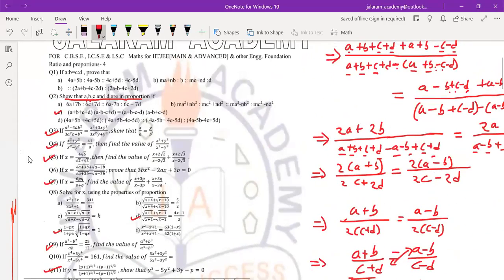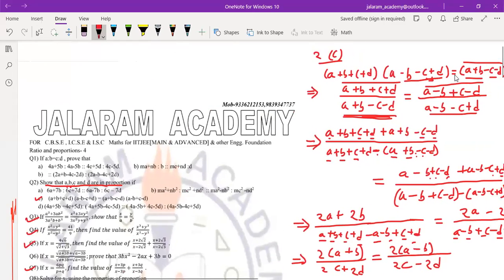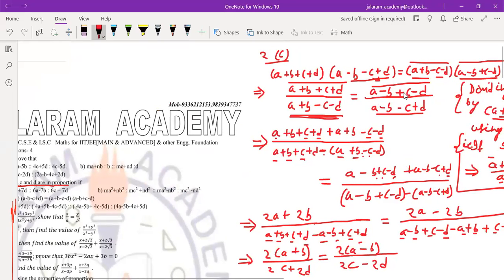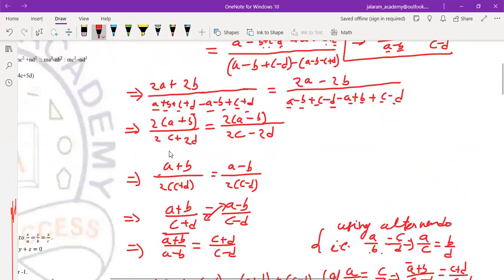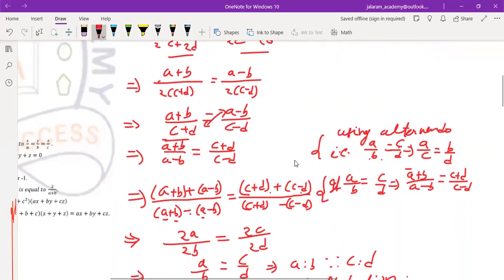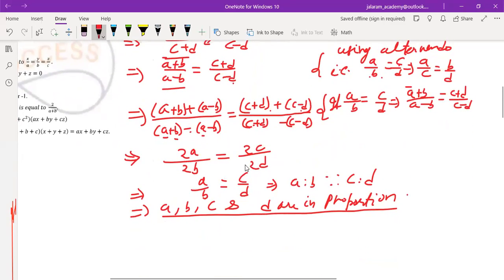Question number 2C. Very easy, though it is written in the form of product. So first we bring one of the brackets to the denominator of left hand side and the other to the denominator of right hand side. Then when we use componendo dividendo, it is simplified to the ratio of sum of two terms or difference of two terms. And using alternando, we will write A's and B's to the same side, C's and D's to the same side. And then on again using componendo and dividendo, we are getting A, B, C, D are in proportion. Hence proved.